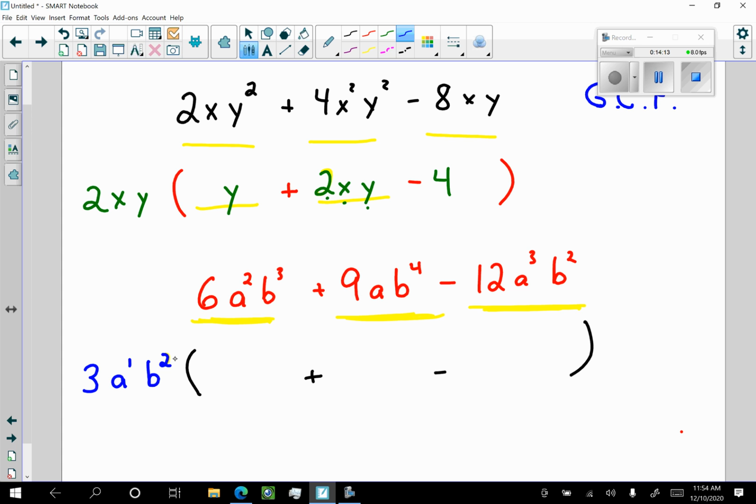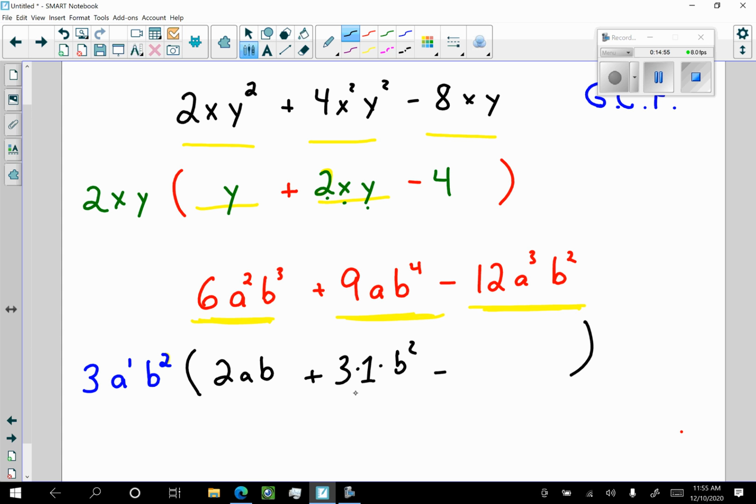Now I simply ask myself a question. 3ab squared times what is 6a squared b cubed? It's 2ab: 3 times 2 is 6, a times a is a squared, b squared times b is b cubed. 3 times what is 9? 3. a times what is a? 1. You don't need to write it; it's an implied 1. b squared times what is b to the 4th? b squared.